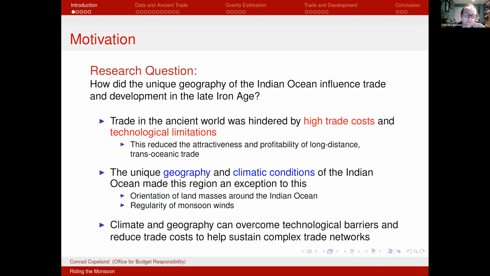And the Indian Ocean was very different in this respect, right? The geography and the climate conditions of the Indian Ocean made this difference possible. Essentially, the regularity of the monsoon winds and the fact that land masses are in a big horseshoe shape around the ocean mean you can leave one side and with reasonable certainty end up on the other side at some point in time. And so this is the motivation behind this paper.